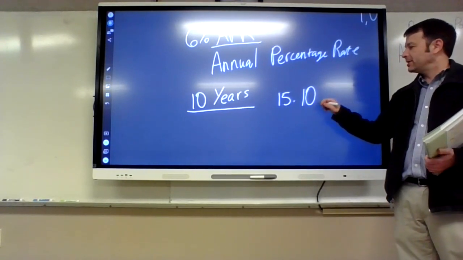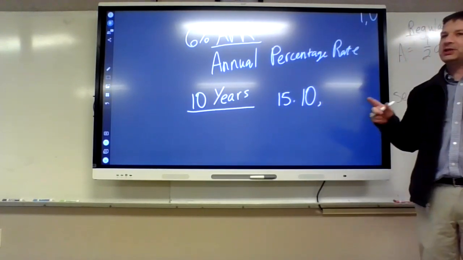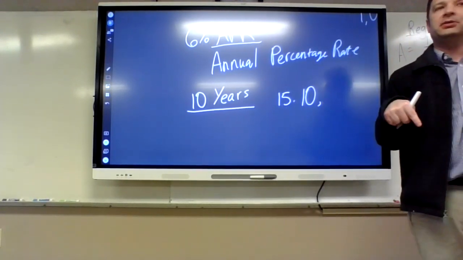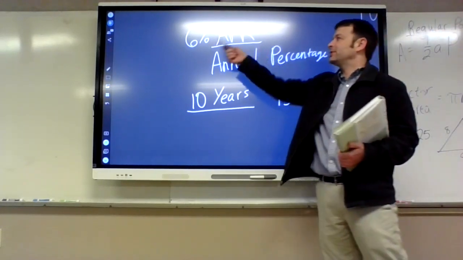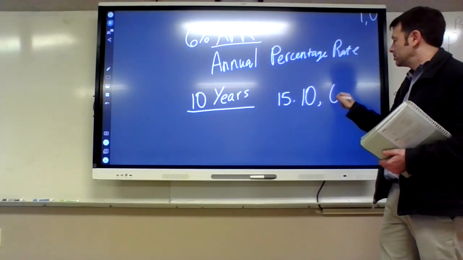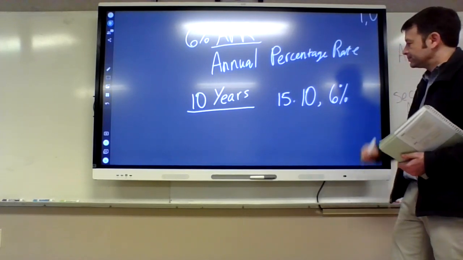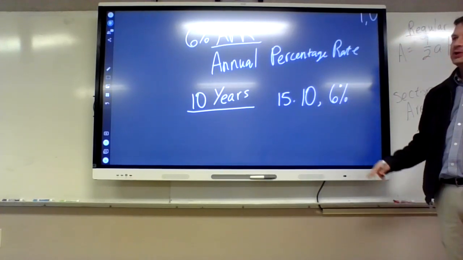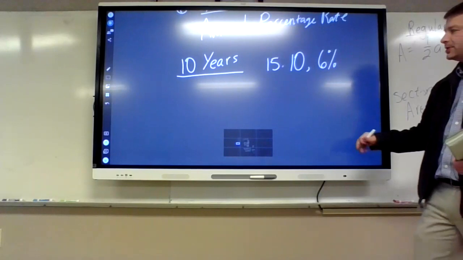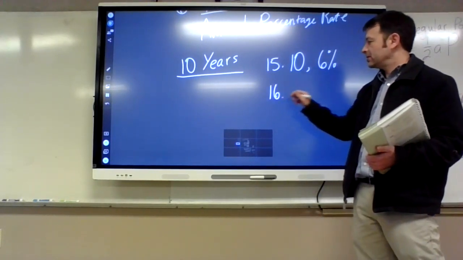The second question is, what percent are we going to be paying for each year? 6%. That's what this means. Okay, 15 was kind of straightforward.